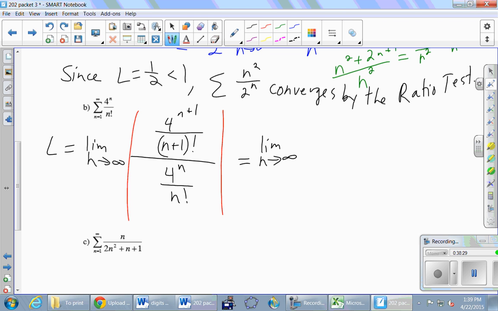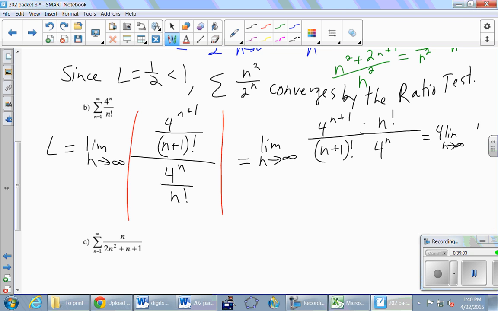Okay, so let's do our common trick of flipping the thing on the bottom. Okay, so who else goes upstairs now? N factorial, and then downstairs 4 to the n. Yeah, so we're starting to see some common techniques here, right? Those 4s mostly cancel. How many are left and where? 1 on the top. So I'm going to write the 4 in the front. And then we've got this factorial business, n factorial over n plus 1 factorial.